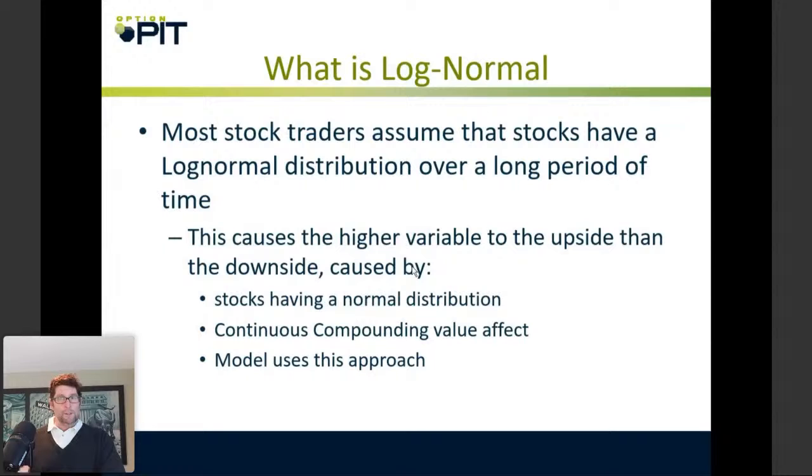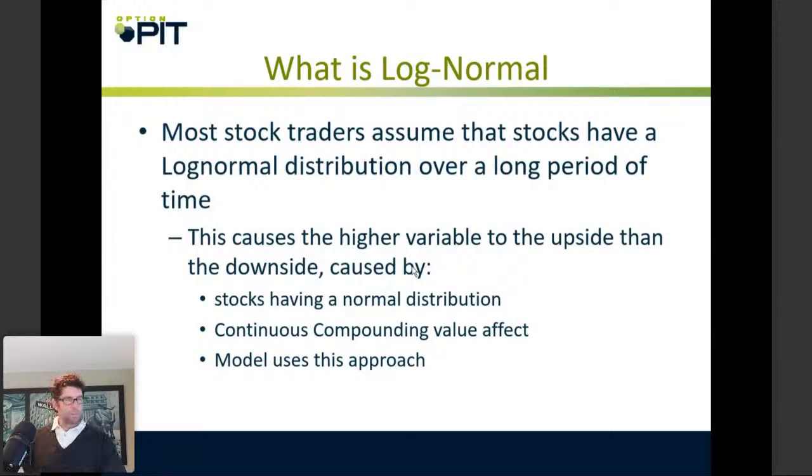So most traders assume that stocks have a log normal distribution over a long period of time. Meaning what? That the upside variable is higher, mostly because stocks pay a dividend. So at the end of the year, Black-Scholes assumes stocks should be higher. That is in the model. So when you're looking at volatility and option pricing, the model assumes stocks are going to be worth more at the end, and there's a continuous compounding to a stock. If you're an investor, you understand what that is.